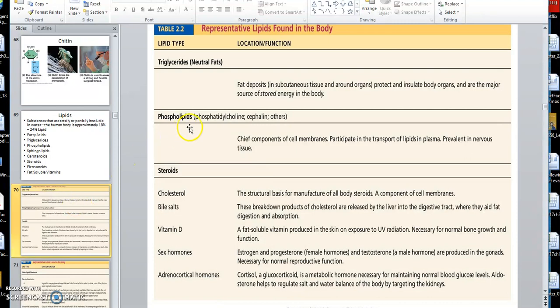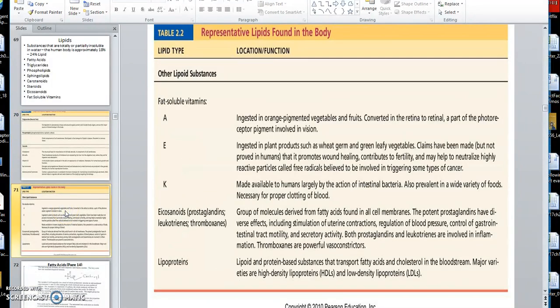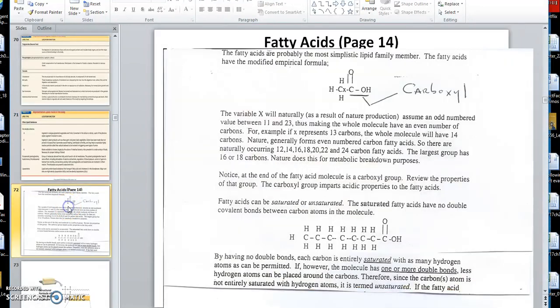So here's another chart that you can glance at, giving various things, the steroids, the phospholipids we'll talk about. Here's another chart. And again, much of this you'll have to do on your own and glance. I'm assisting.